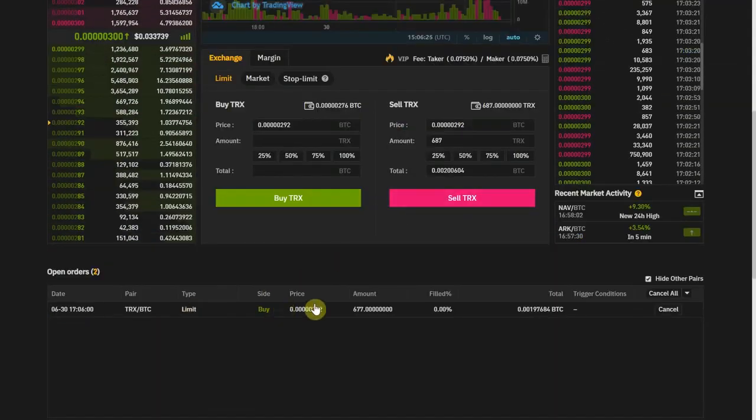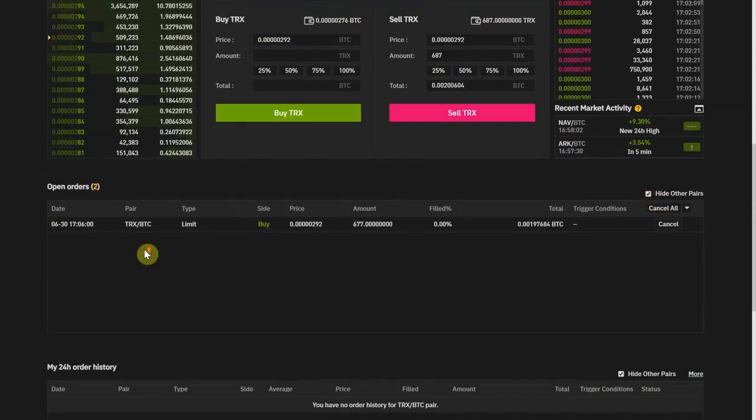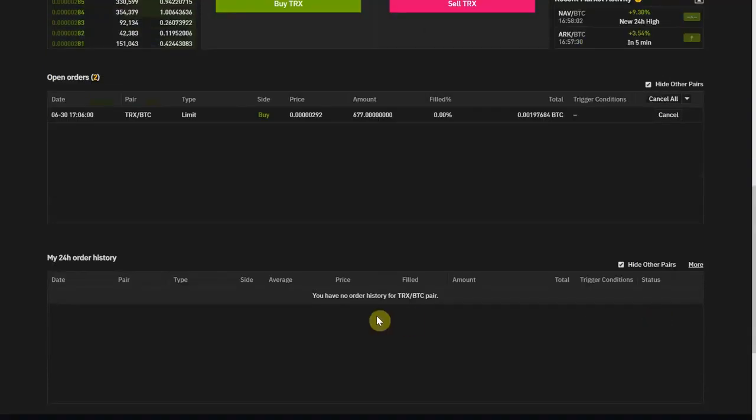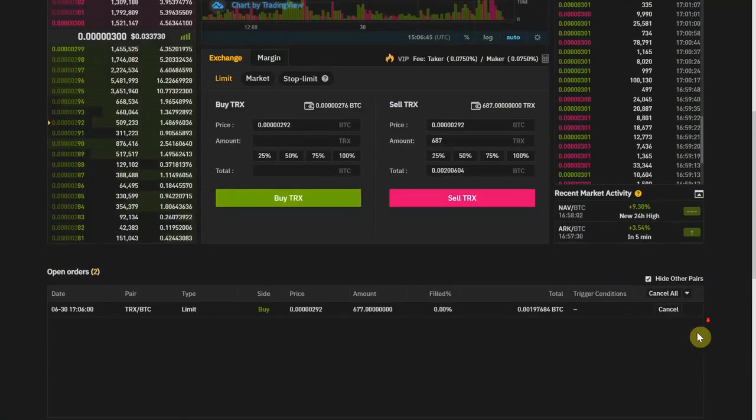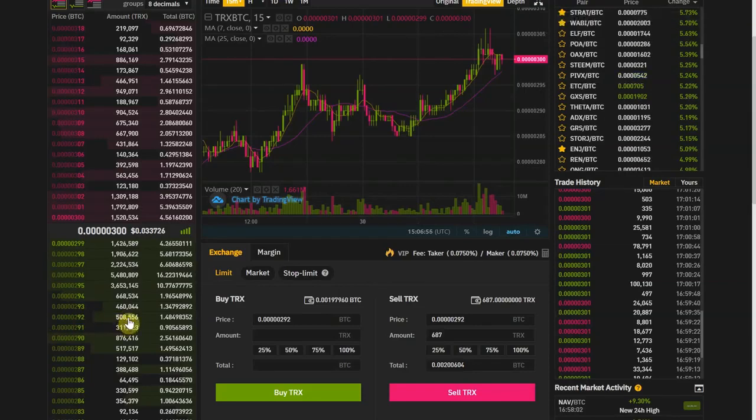And you have here your open orders. Apparently I have another pair. Yeah, I have a BTC order from a long time ago, and you can see the order here is opened. So if you decide to cancel, simple, just come over here, cancel, order deleted, and you no longer have the indicator here. Oh, 500,000 TRX, it's growing.